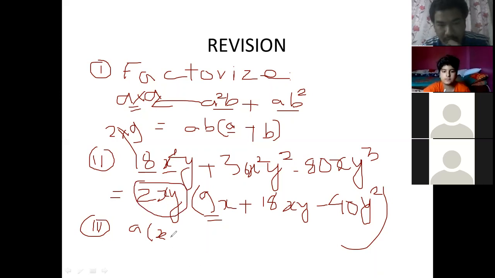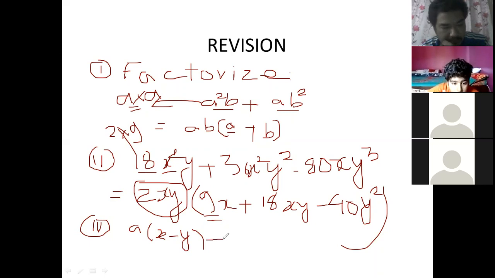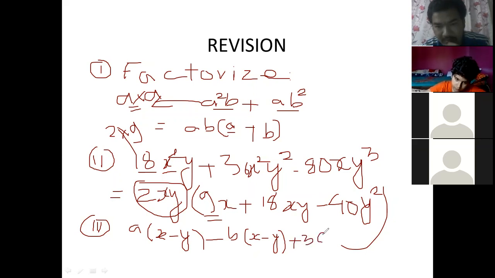Now please tell how to factorize this question. I am asking Reason. The first one is A. Everybody do the copy. How will you factorize this, Reason? Here is y minus x.